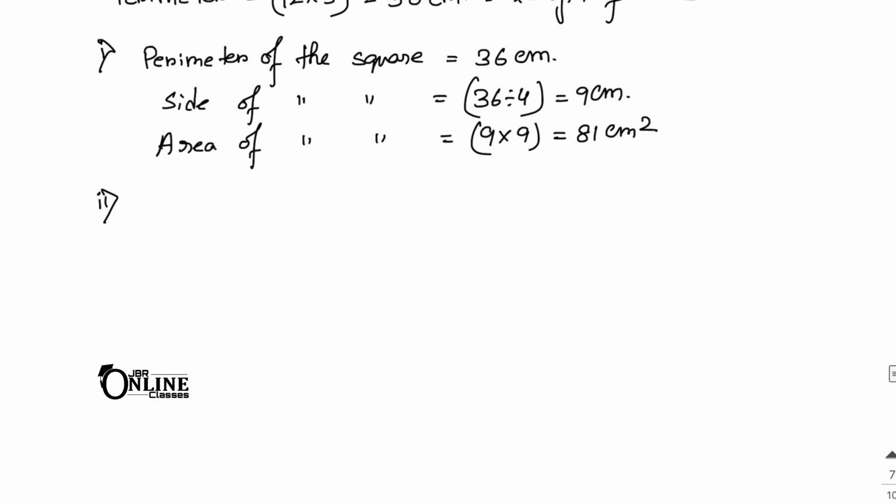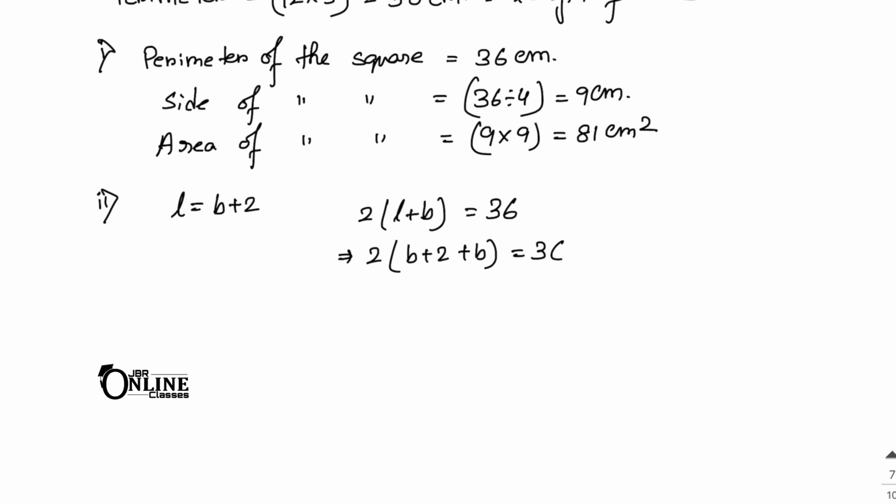In part 2, a rectangle whose length is 2 centimeter more than its width. So that means here length equal to breadth plus 2. Okay, length equal to breadth plus 2. So here the perimeter of that rectangle, that equal to 36 also. So now 2 into length plus breadth, that equal to 36. And as here 2 into length means breadth plus 2 plus breadth, that equal to 36.